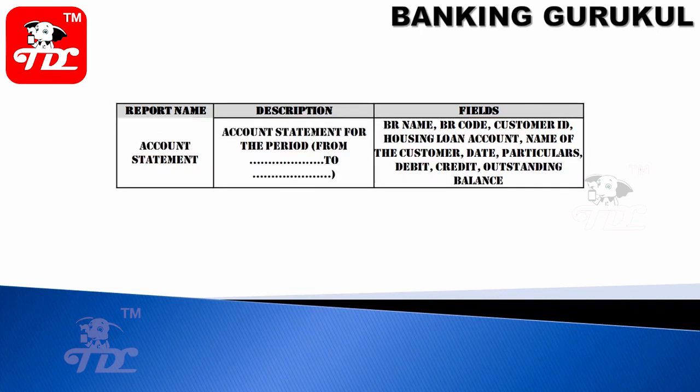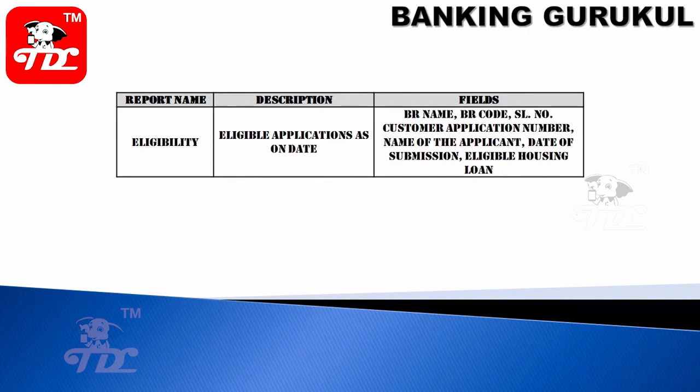Account statement. This account statement can be generated for a customer from date and to date. What is the branch name, loan amount, customer name, date, particulars, debit, credit, outstanding amount. These can be useful for the customer.